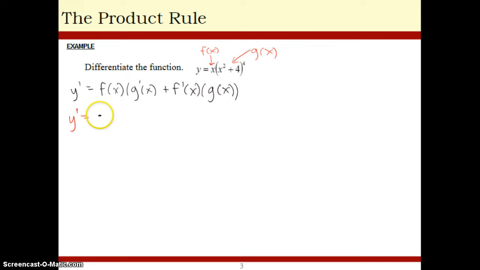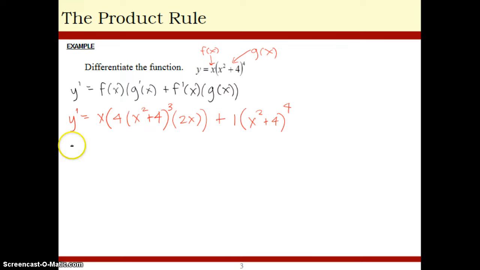So we're going to say x times the derivative of x squared plus 4 to the fourth. So it's going to be 4 times x squared plus 4 cubed, and then we have to multiply that by what's inside the parentheses, so 2x. Okay, so now we're going to add that to the derivative of f of x. So the derivative of x is just 1 times g of x, so x squared plus 4 to the fourth.